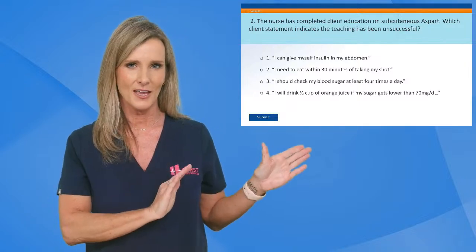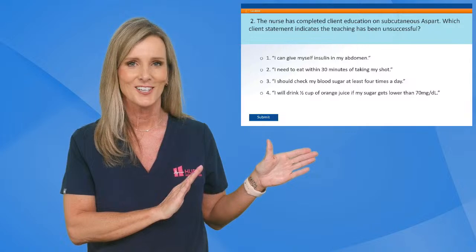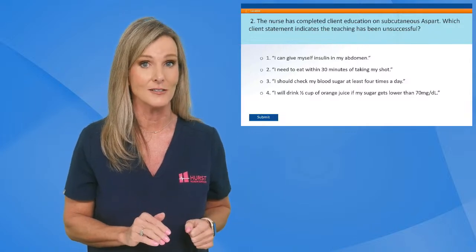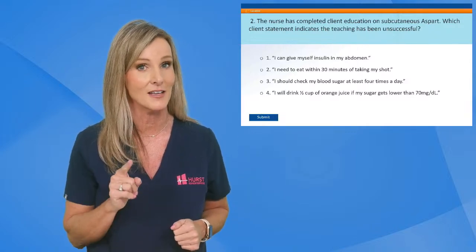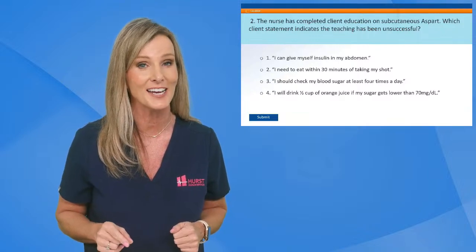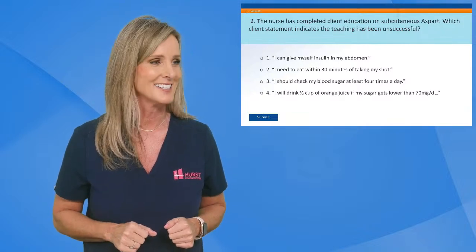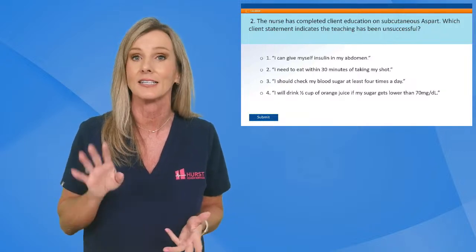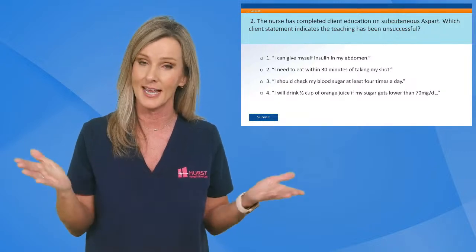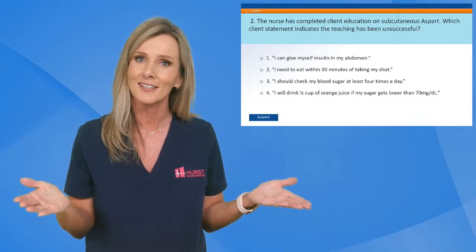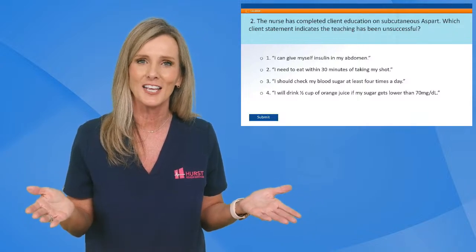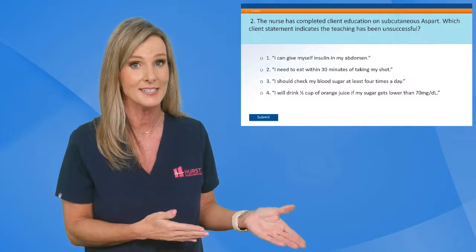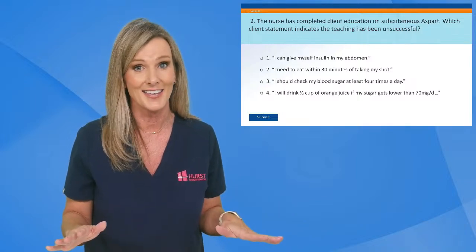Now, because we have found the correct answer, we still need to look at the other options just in case, because I know sometimes you've been known to change your answer, although I wouldn't recommend it. Let's look at option number 3. If the client says, hey, I need to check my blood sugar at least 4 times a day, does that sound appropriate? Yes. I want the client to be able to check their blood sugar before meals and at bedtime. That's great. I like that.